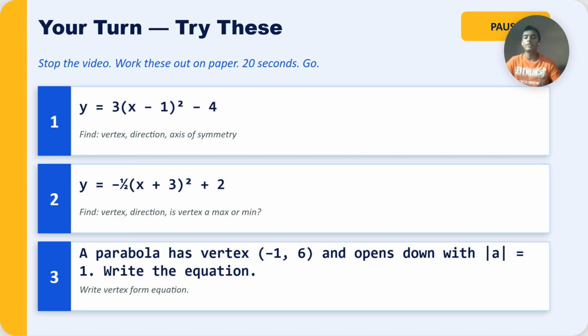Now, pause the video right now. Take 20 full seconds at least and work each problem on paper before moving on. Problem 1: y equals 3(x minus 1) squared minus 4. Problem 2: y equals negative 1/2 times (x plus 3) squared plus 2. Problem 3: Write the equation for a parabola with a vertex at (-1, 6) that opens down with a equals negative 1.